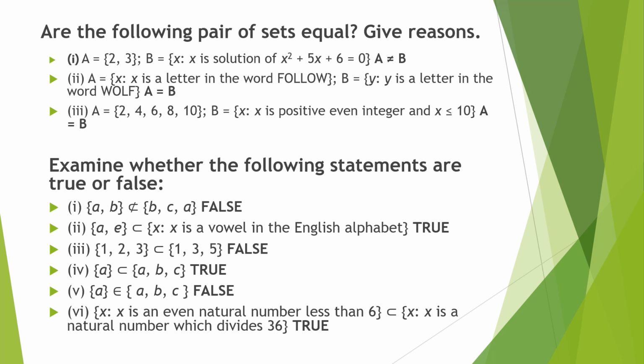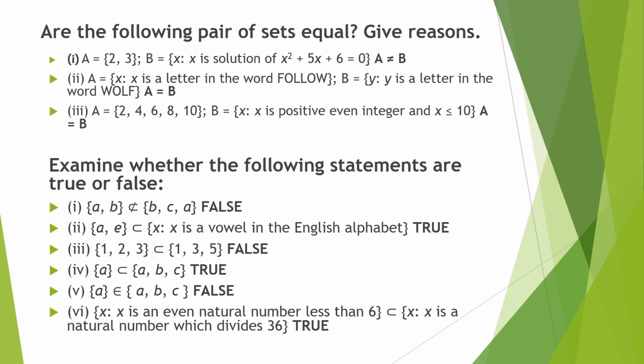Next question, you have to say whether following statements are true or false. Before that, remember, when you are comparing two sets, you generally write it is either a subset or it is not a subset. But when you are writing an element, it always belongs to a set. Element is not a subset of a set. Element always belongs to the set. First one, {a, b} is not a subset of {a, b, c}, which is obviously false.